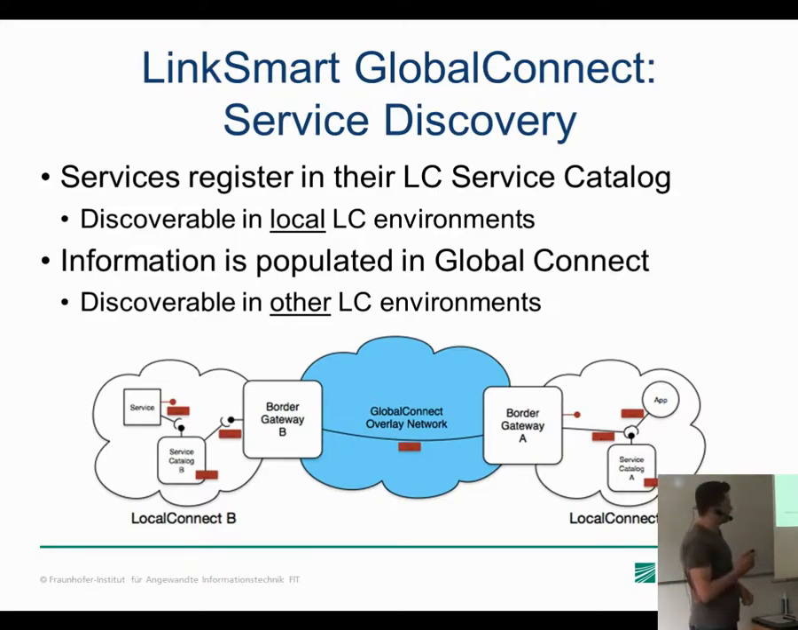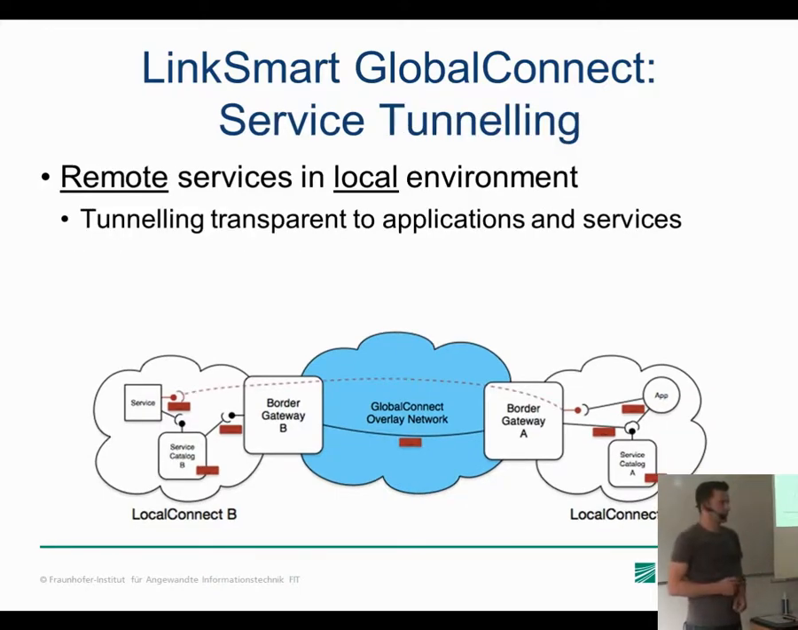Once this is done, the border gateway of the LocalConnect B network picks this information from the service catalog. This information is traversed in the overlay network. It arrives at border gateway A in the LocalConnect A environment, and there the border gateway puts it in the local service catalog of network A. And then the application is able to discover it.